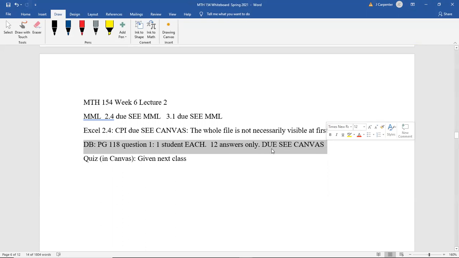But page 118, it's question number 1. Remember, only answer one question per student. Do not answer 2 or 3. Now, question 1 has 12 different parts, so it's not one student is answering question 1 all 12 parts.